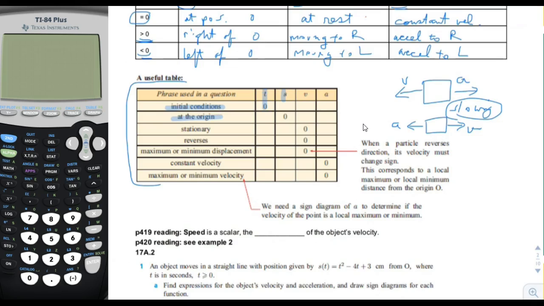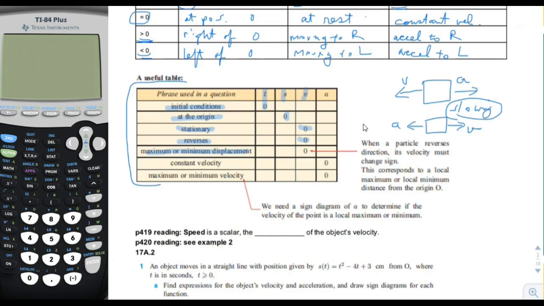At the origin, that means s is at 0. Stationary means the velocity is 0, or it's at rest. The direction reverses also means that the velocity is 0, because it was going in the right direction and then all of a sudden it starts going in the left direction. But to go from right to left, it does need to stop momentarily, and the velocity becomes 0.